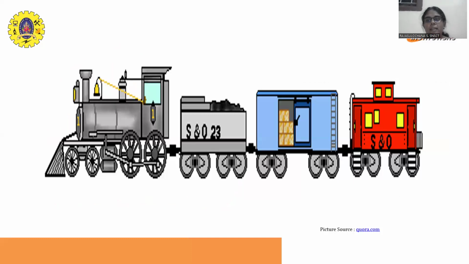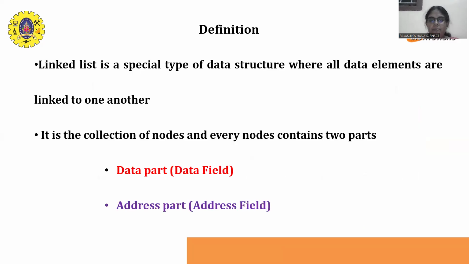Same thing. So each compartment will consist of passengers. So let us consider these passengers as data. So the link is the connection between two compartments. So let us assume this compartment as a node. So the connection is the pointer. One compartment is linked to another compartment in the sense this connection points to the next compartment which it is pointing to, right? So this connection can be considered as a pointer.